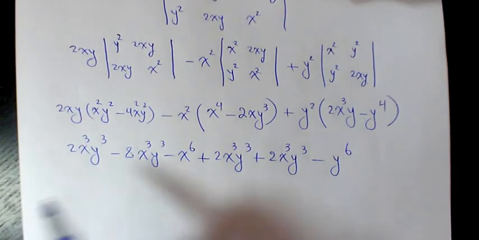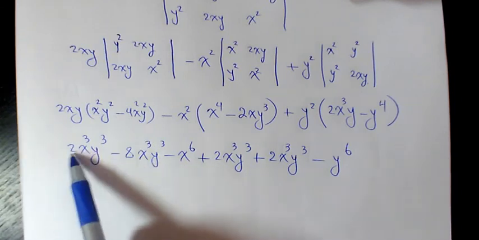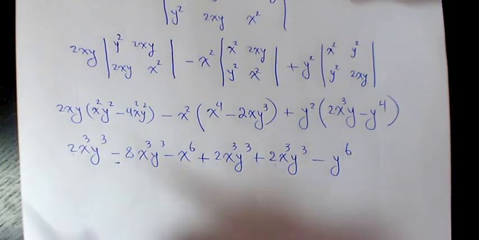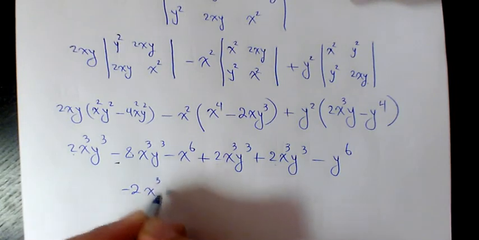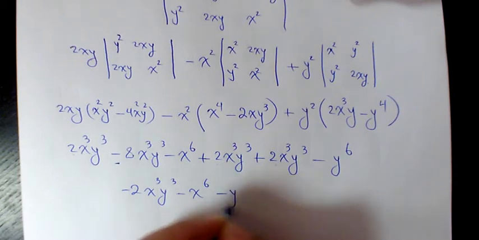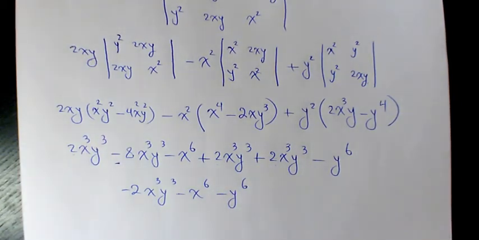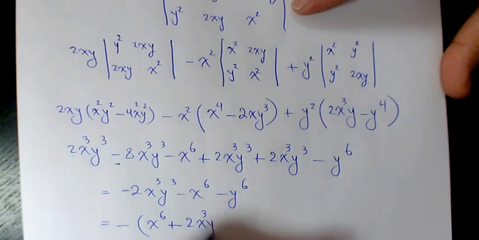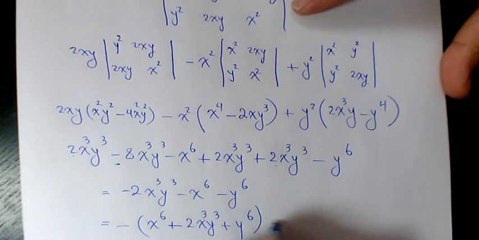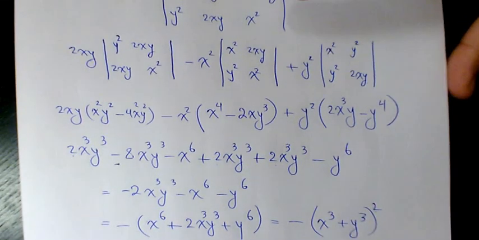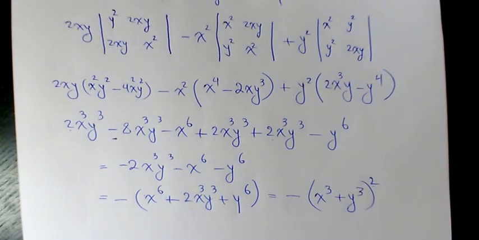Now let's see if we can simplify it. So we have 2, 2, and 2. Minus 8 is going to be negative 2x cubed y cubed, negative x to the power of 6 minus y to the power of 6. Now if I factor out the negative, it's going to be x to the power of 6 plus 2x cubed y cubed plus y to the power of 6. That's going to be negative x cubed plus y cubed to the power of 3. So that's going to be the final answer in factored form.